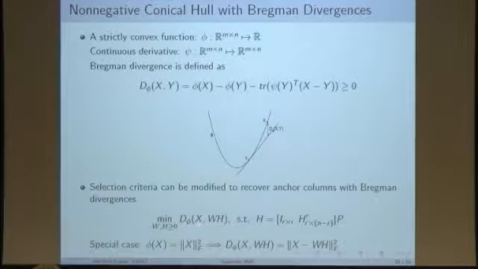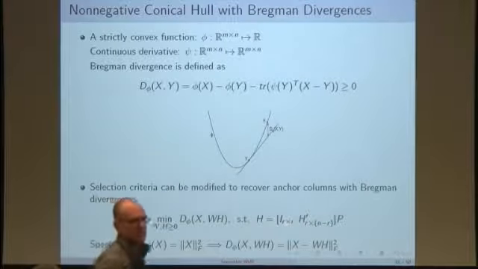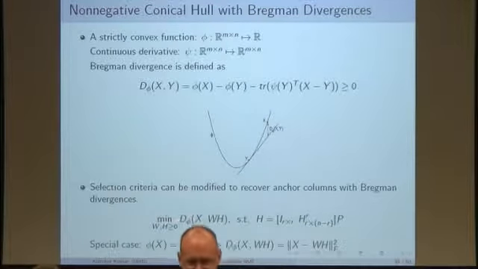So I want you to focus on the last bullet here. So we want to minimize the divergence between X and W times H, and we have a separable constraint on H. And so this problem, we have a selection criteria that recovers the anchor columns using Bregman divergence, but I'll not go into more detail here because I don't think we have enough time.